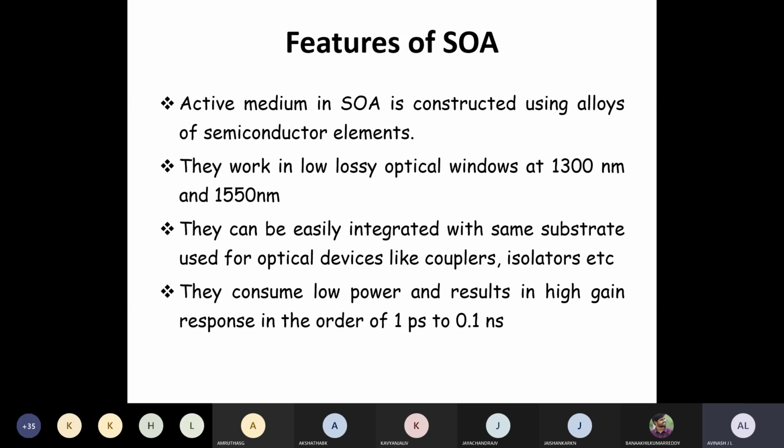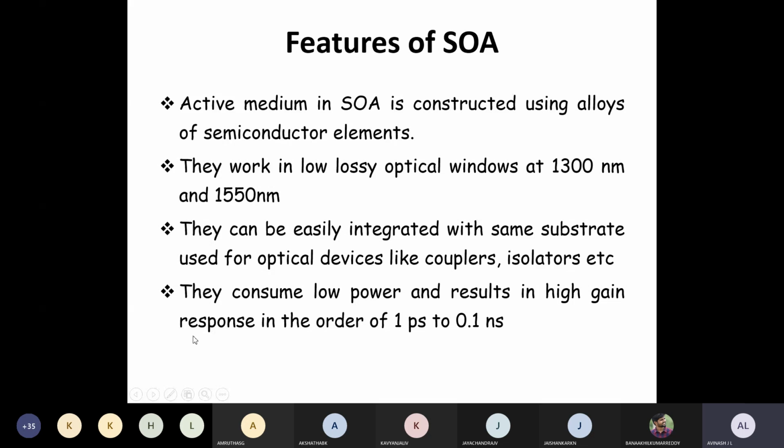The extra energy taken for their operation is very little, but the result is very good. That is one of the advantageous features once again. The high gain response is obtained within the range of 1 picosecond, which means very little time. The moment you give the input, you get the output, so there is no delay at all. From 1 picosecond to 0.1 nanoseconds, it is going to happen.